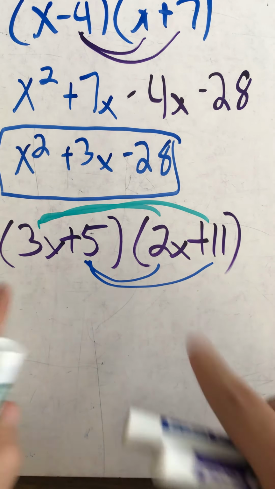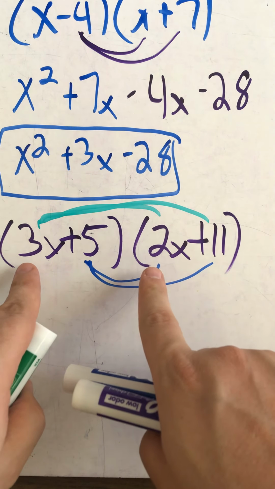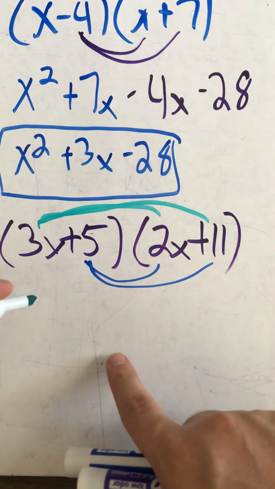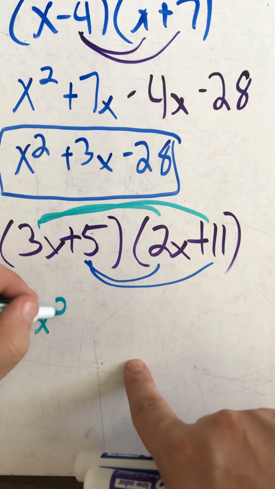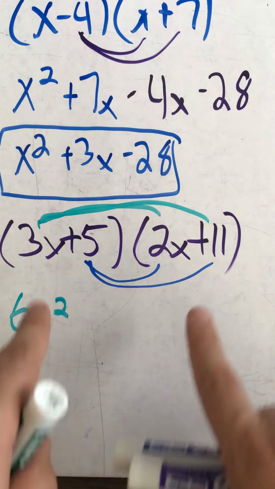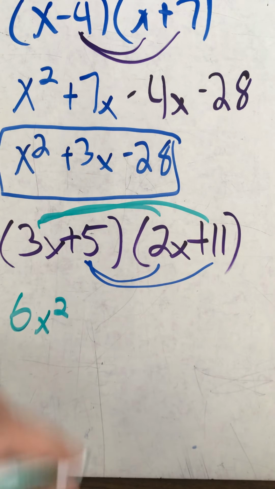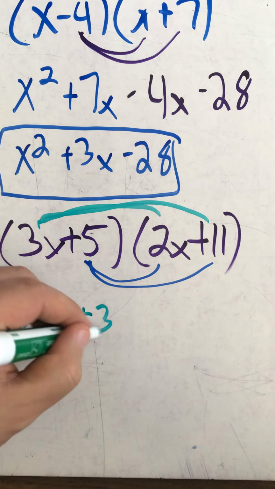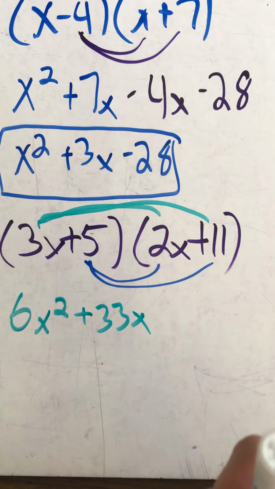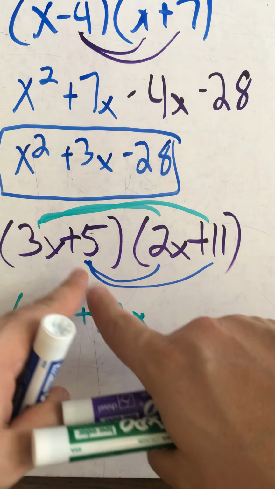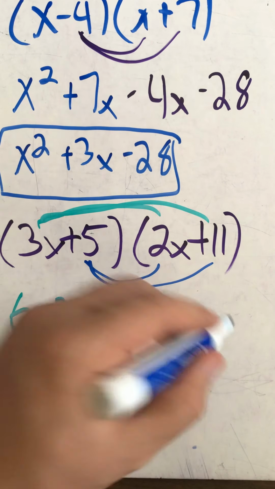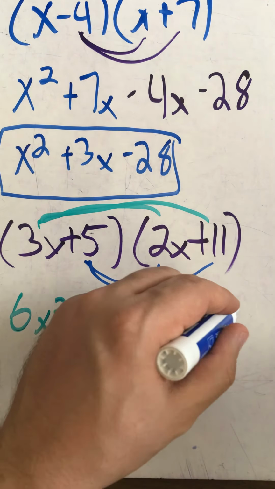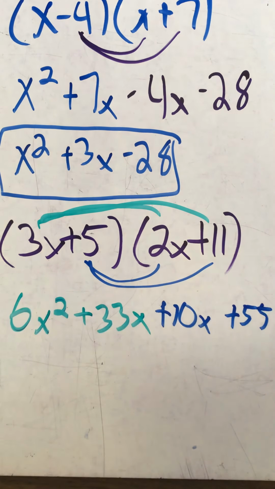First up, 3x times 2x. Multiply the coefficients: 3 times 2 is 6, and x times x is x squared. Next, we have 3x times 11. 3 times 11 is 33, and the x comes with it. Now we're going to distribute this 5 through. 5 times 2x is plus 10x. 5 times 11 is plus 55.